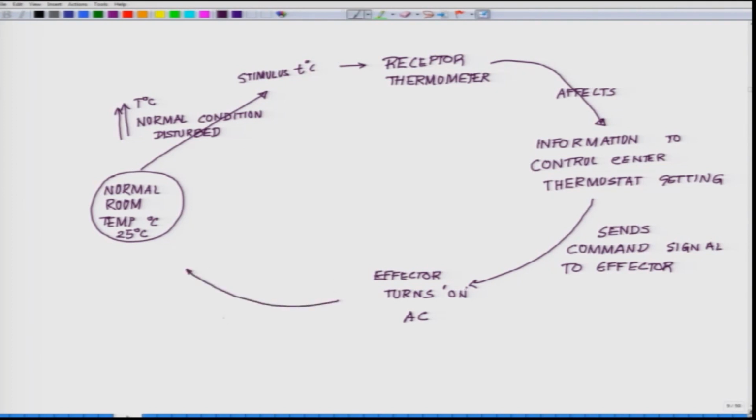Now, that increased temperature, whatever delta increase has happened here, will be brought down. So, the room temperature drops to the set point, and in this case your set point is 25 degrees centigrade. Eventually the normal condition will be restored, which is again 25 degrees centigrade. Normal condition restored.